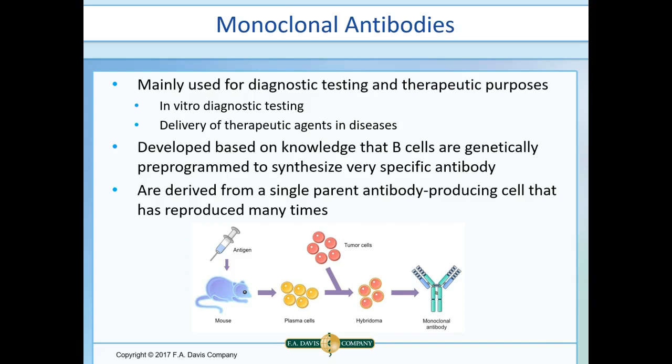Every antibody in that test kit is identical. So they're developed based on the knowledge that B cells are genetically pre-programmed to synthesize a very specific antibody. They're also derived from a single parent antibody producing a cell that has reproduced many times. So what they do is they inject the mouse with the antigen. They use a plasma cell. The mouse's plasma cells produce some antibodies. They then use tumor cells to create a hybridoma that creates a monoclonal antibody.